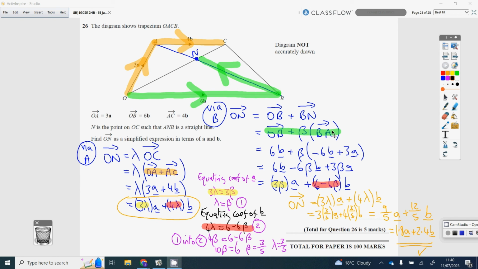Now B to A is when I go from B to O and then O to A, okay, which is going to be minus 6B plus 3A. So O to B is 6B, B to A is minus 6B, going along that the wrong way, and then up O to A the correct way, 3A. Multiplying out the brackets, I get minus 6 beta B plus 3 beta A. And gathering like terms, I get this. And again, what I've done, I've got so many A's and so many B's. So it's 3 beta lots of A and 6 minus 6 beta lots of B.